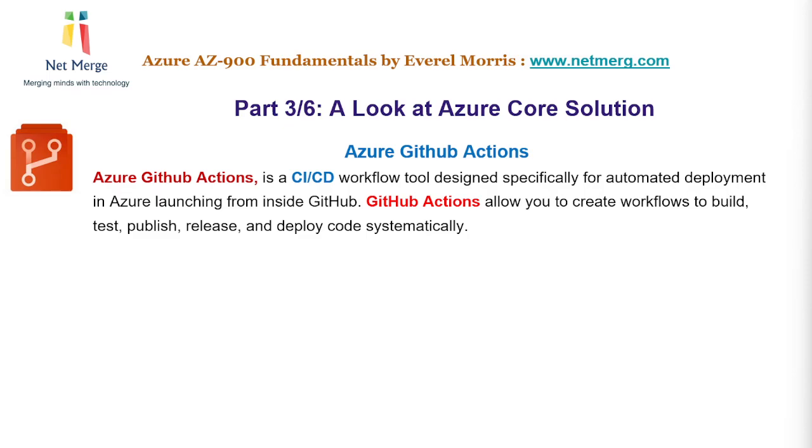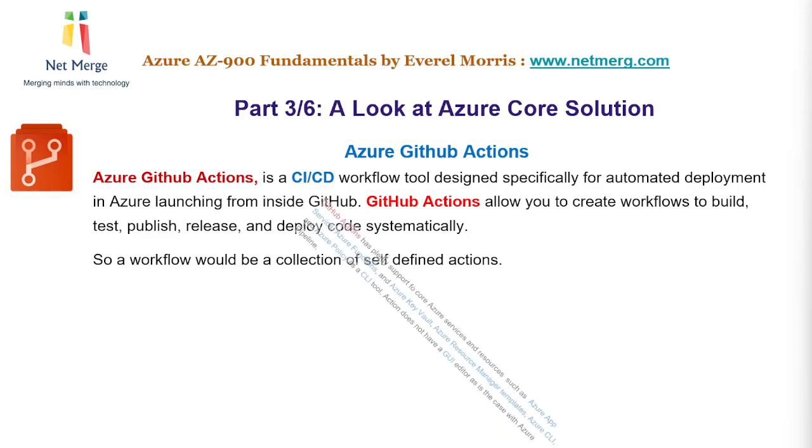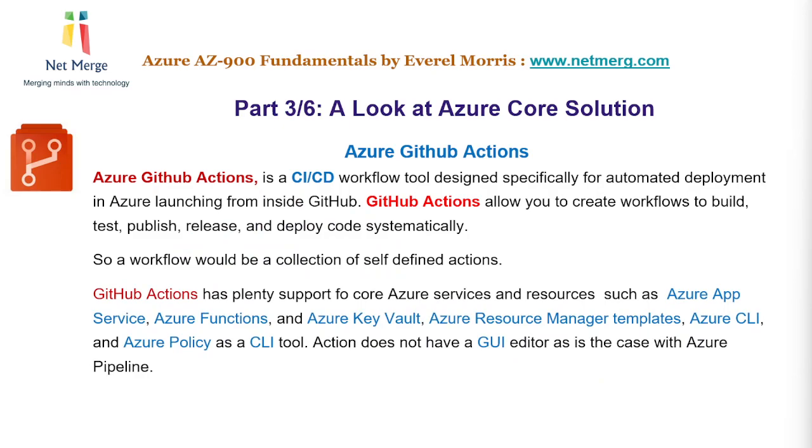So GitHub Actions is really an automation tool, and once you see CI/CD, you know it's part of the complex orchestration problem solving that you are getting into when you see those two terms: continuous integration and continuous delivery. So GitHub Actions allow you to create workflows and automate your deployment and testing tasks. It's a really powerful solution in Azure. A workflow is a collection of self-defined actions or tasks that you want to perform on a particular solution. Now, GitHub Actions has plenty of support for core Azure services and resources.